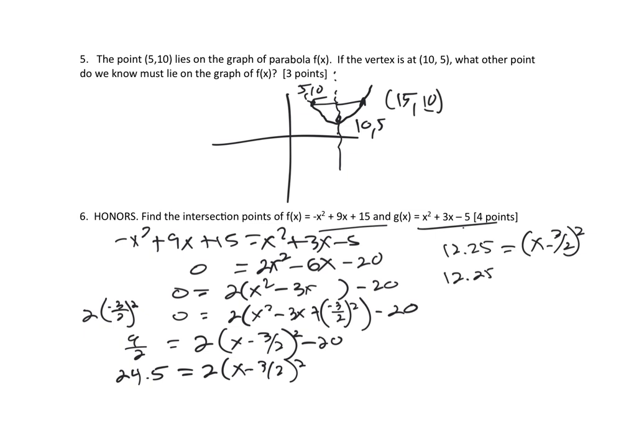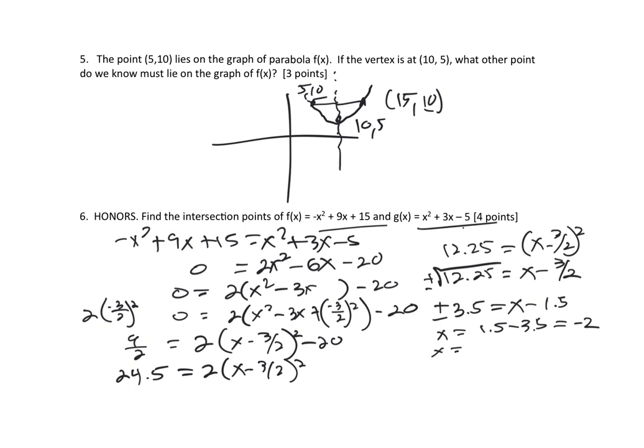So plus or minus the square root of 12.25 is equal to x minus 3 halves. This is a perfect square, and the square root of it is 3.5. So we have plus or minus 3.5 equals x minus 1.5. So we get that x is equal to 1.5 minus 3.5, which equals negative 2, or x is equal to 3.5 plus 1.5, which is equal to 5.